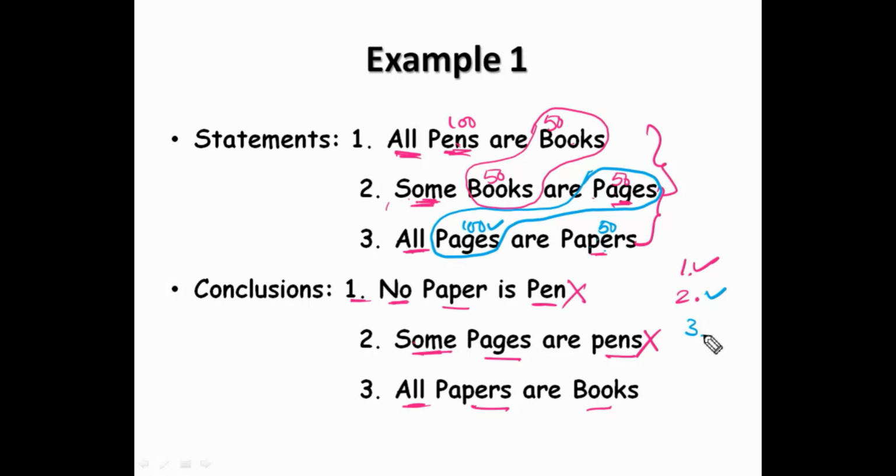Now coming to step 3. In step 3 we have to verify the income and expenditure relation. Whatever numbers are mentioned in the statements are incomes, and whatever numbers are mentioned in the conclusions are expenditure. So how much expenditure do we need? All means 150. For papers we need 100. How much income does papers have? Papers has 50 income only. We cannot spend 100. That's why it also does not follow. That's all. So for this question the answer is none follows.